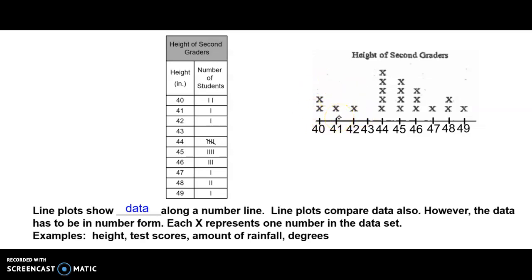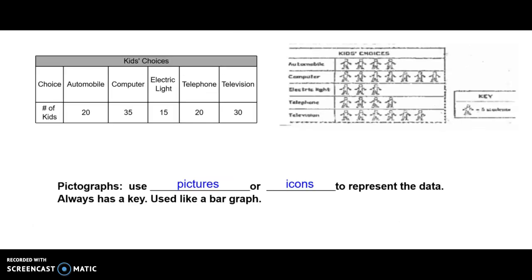So it's really used to compare and to do a really quick representation of some data that gets stated. And we have one more graph.